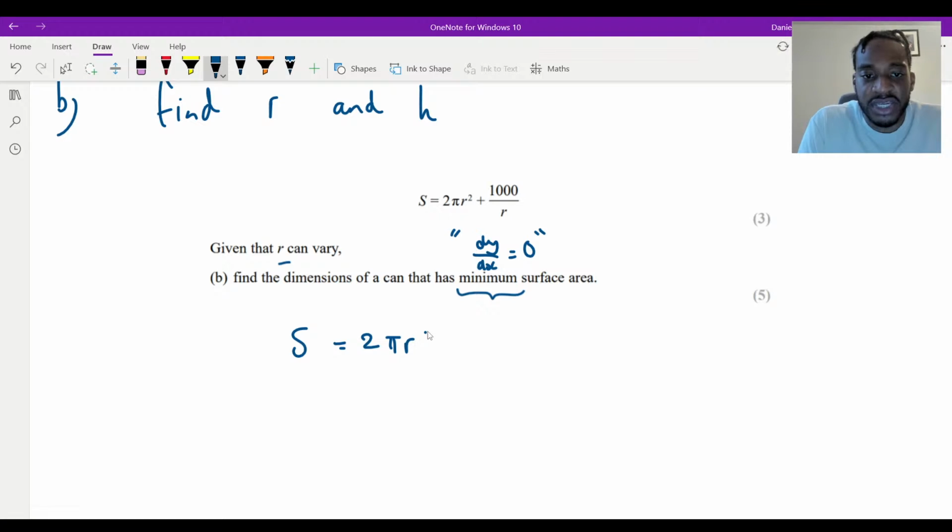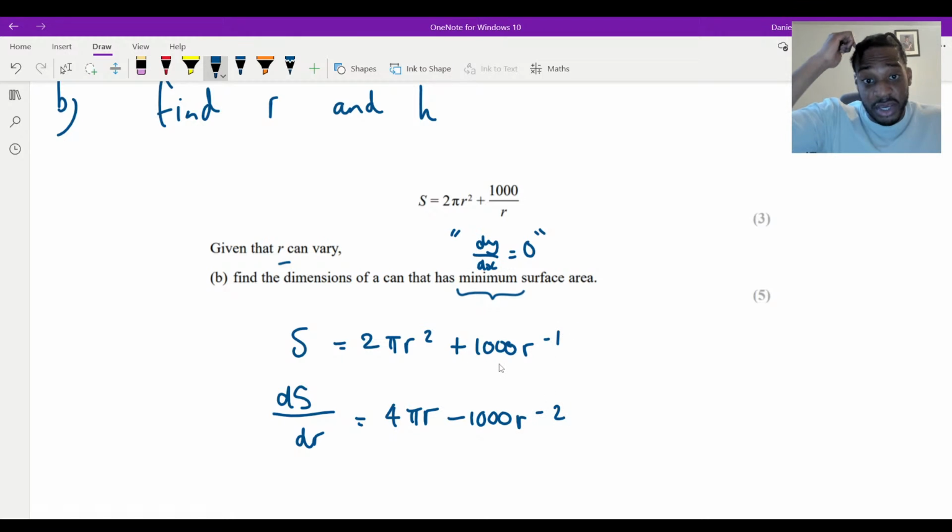Firstly, to differentiate this, I need to write it in the right form. So S is equal to 2 pi r squared plus 1,000 r to the minus 1. Remember, I'm differentiating S with respect to the variable r, so it's important to get your derivative right. It's going to be dS/dr, and differentiating this gives 4 pi r minus 1,000 r to the minus 2. Bring the power to the front, take 1 away. And now we need to make this equal to 0, because we're looking for where it's at a minimum.